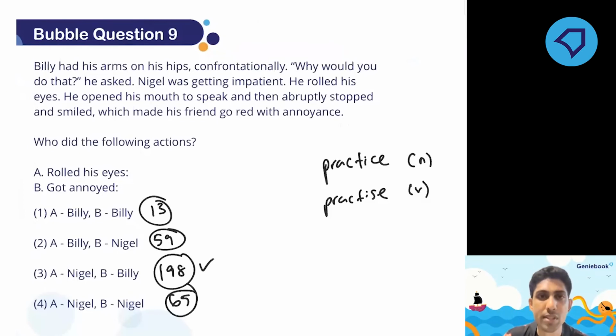Okay. First, I'll go through the passage with you. Then I'll go through the answers. Then I'll teach you about these words.